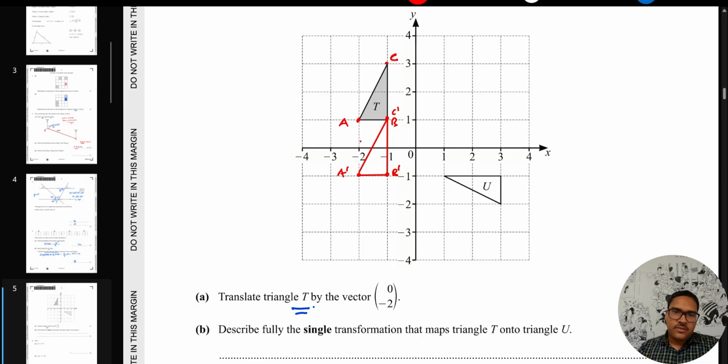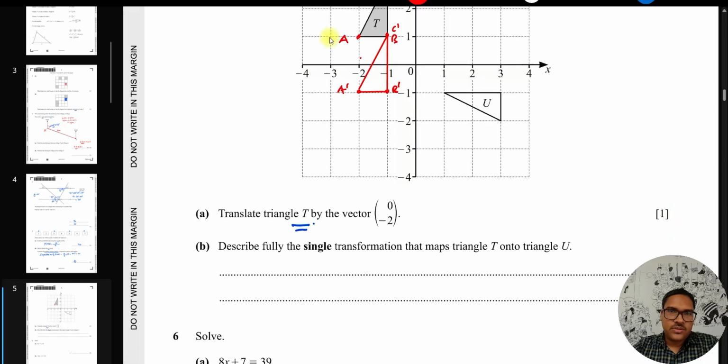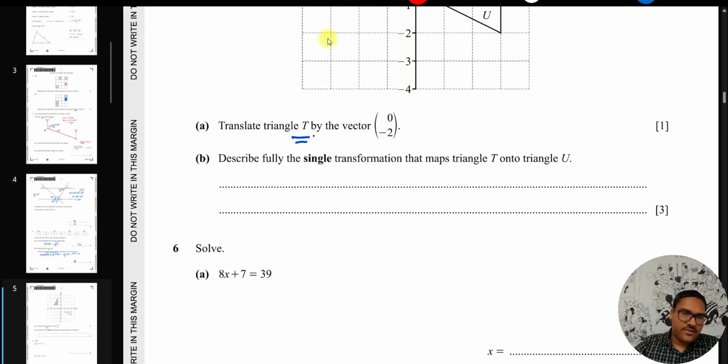Now, describe fully the single transformation that maps triangle T onto triangle U. So you have to map this triangle to this triangle. You can clearly see this is a rotation by 90 degrees, right? What is the center of rotation? You can use tracing paper and check the answer for this. You can use tracing paper and try it. The answer is a rotation by 90 degrees anti-clockwise.